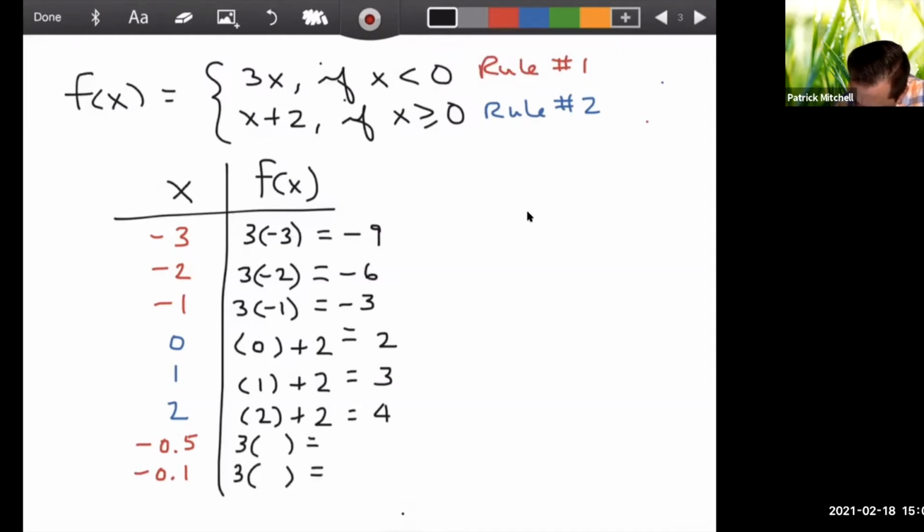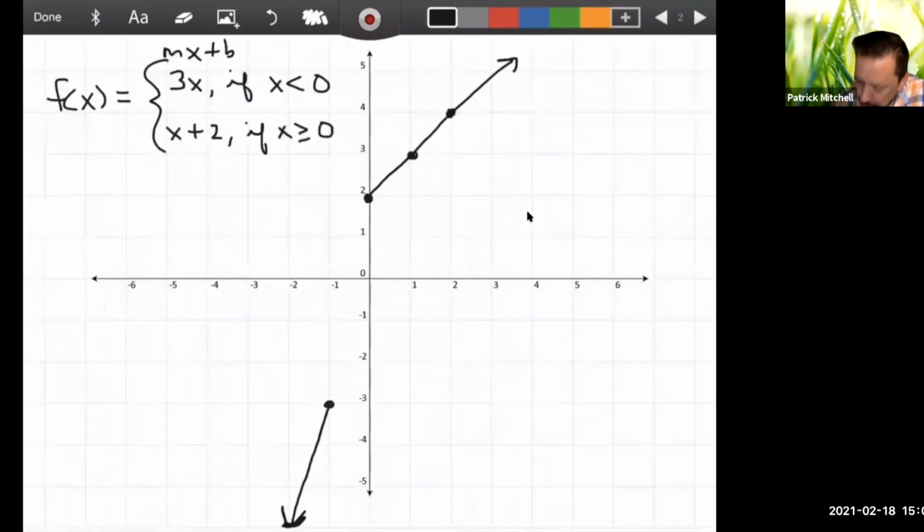All right, so that's going to give me 3 times -0.5 is -1.5, and 3 times -0.1 is -0.3. So let's see where those points end up. Negative 0.5 comma negative 1.5 is right about here. And then, negative 0.1 comma negative 0.3, that would be right about here, okay? All right, so you're gonna wanna listen carefully for the next few seconds because this is the concept that a lot of people have trouble with, okay?